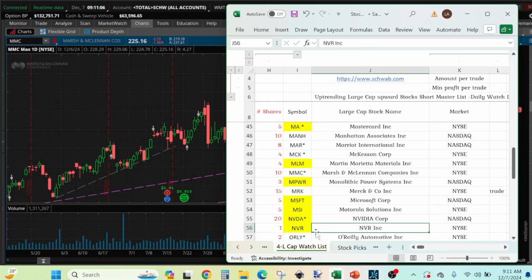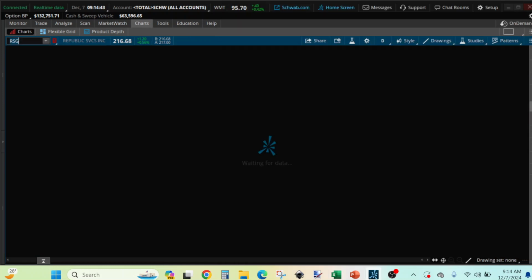ROP is one that is coming out of our list as well. So we'll do RSG. Let's see, 1 year trend line. And we do have a touch point there in January.